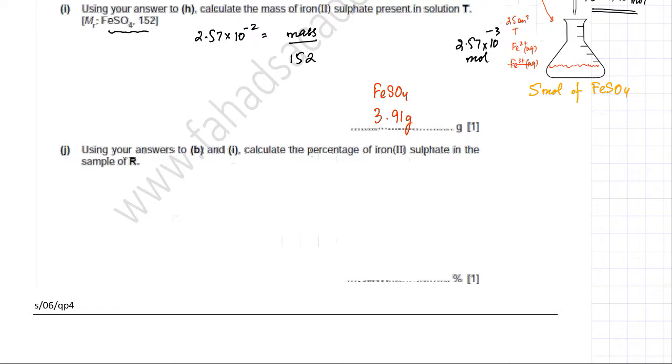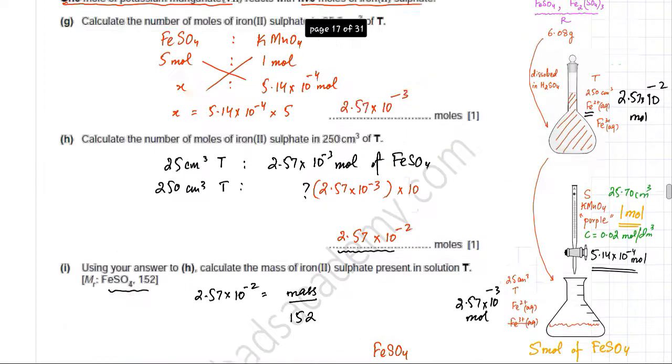And in the next part, part J, the last part, using your answers to B and I, calculate the percentage of iron 2 sulfate in the sample of R. So we need to find the percentage of iron 2 sulfate in the sample R. Remember, R originally was a mixture of FeSO4 and iron 3 sulfate, which was Fe2(SO4)3. So it was a mixture of these two salts.